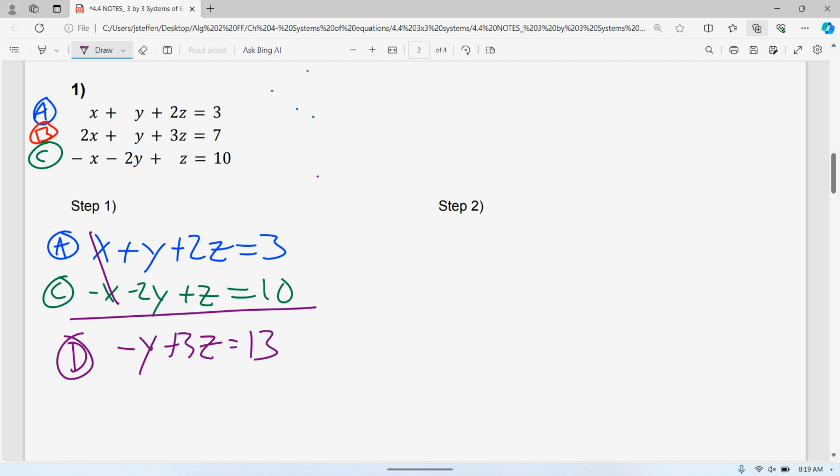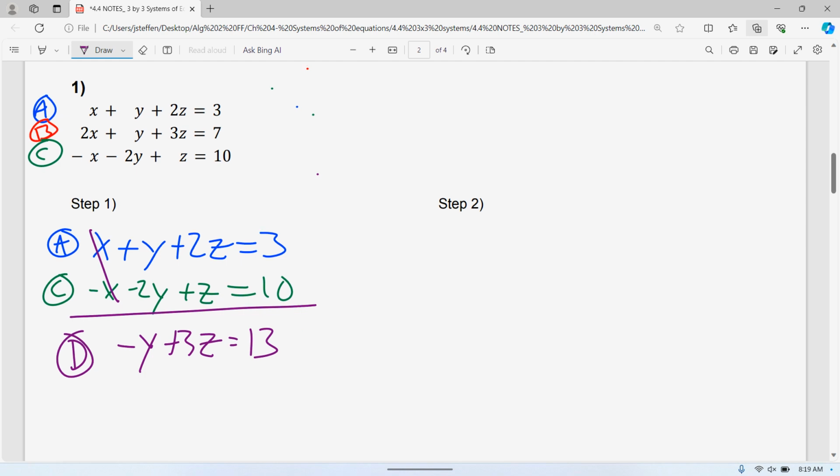So step 1, again, you have a lot of freedom. It doesn't matter which 2 equations you use, or which variable you pick. So far, so good? Okay, that's it. I'm just kidding. We have a lot more to do. Buckle up.